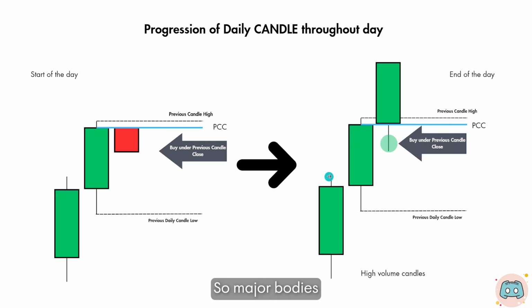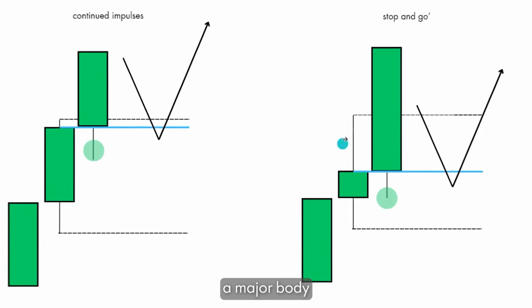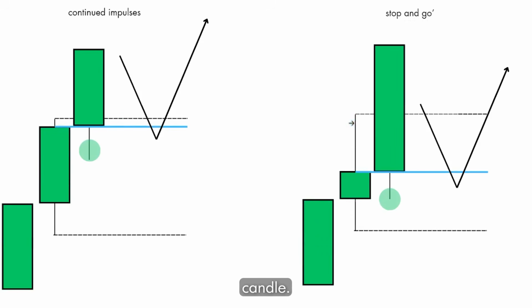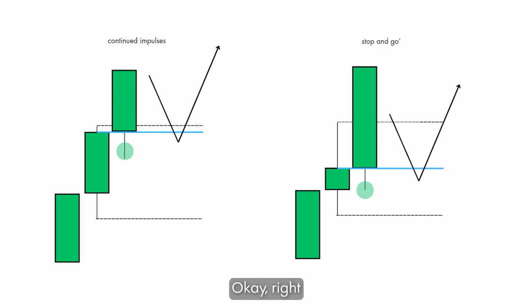So major bodies, minimal wick, okay? Or we could have a scenario where we have price making a major body and then an indecisive candle. But this is very similar to what we spoke about already, our stop and go model, which we went highly in depth into in the predicting the next candle video, which is on the channel, okay?